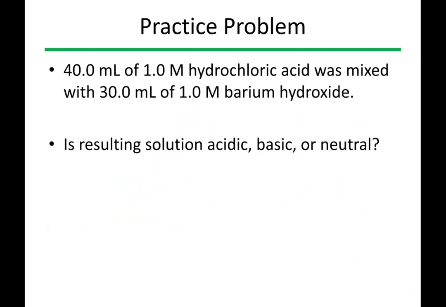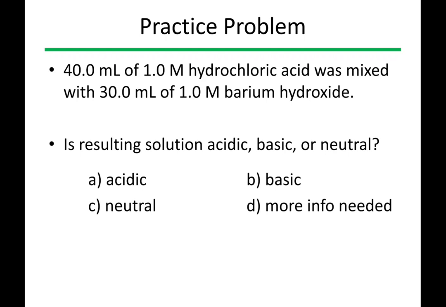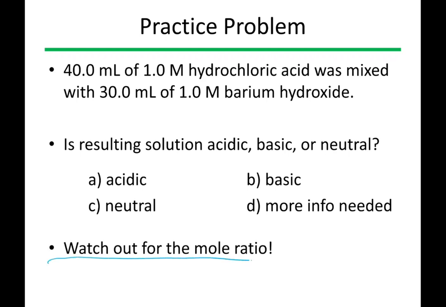Okay, let's look at another practice problem. In this one, we have 40 milliliters of 1 molar hydrochloric acid mixed with 30 milliliters of barium hydroxide. Is this solution going to be acidic, basic, or neutral? A hint for this one is to watch out for the mole ratios for these species. And this one will be basic.